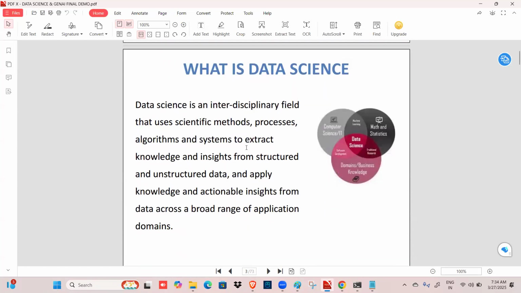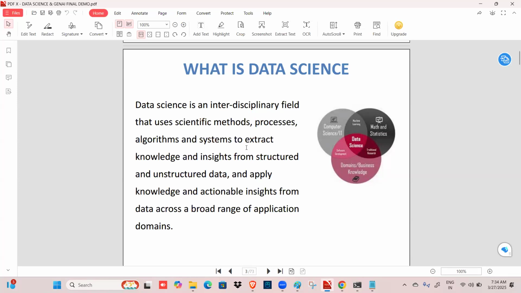And the next one is diving into the definition of data science. So what exactly does data science mean? Data science is nothing but an interdisciplinary or multidisciplinary field. Why is it called interdisciplinary or multidisciplinary? In data science, we are going to use not only one technology, we are going to use multiple technologies. What are the multiple technologies? Scientific methods related to mathematics and statistics, processes like data processing techniques, algorithms, and also systems to extract the knowledge.